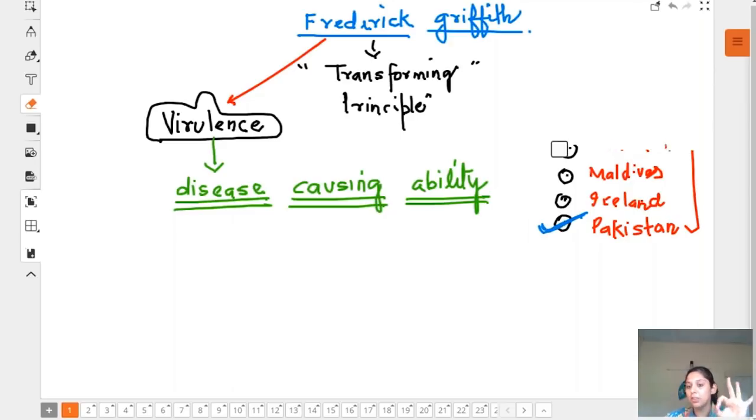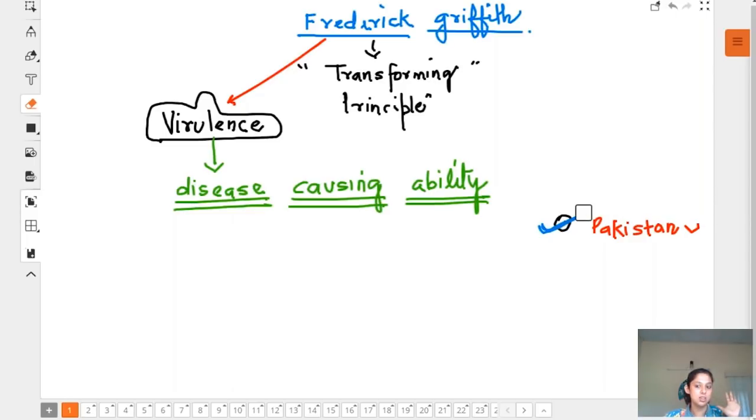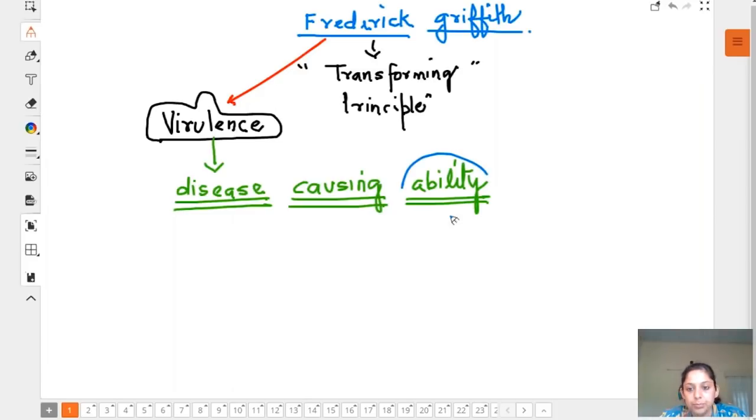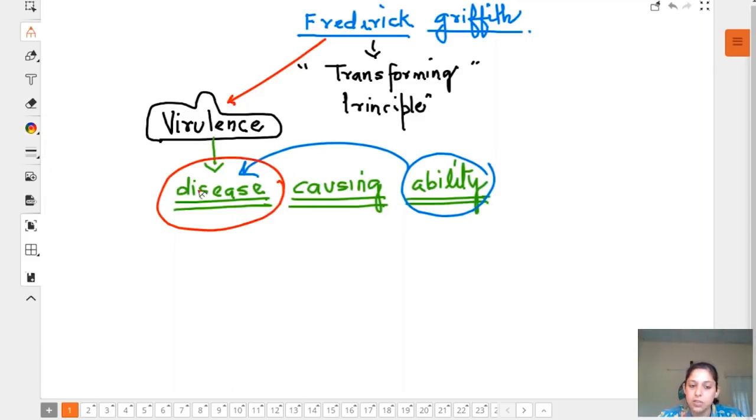So similarly, a bacteria which can cause disease, we'll be like, oh my God, this bacteria has come. It can cause disease. It is the virulence. It is the ability to cause disease. Just like Pakistan has an ability to trouble us. It troubles us again and again. Similarly, that bacteria which can cause a disease is virulent. So a bacteria which will cause a disease is virulent. It is causing the disease.